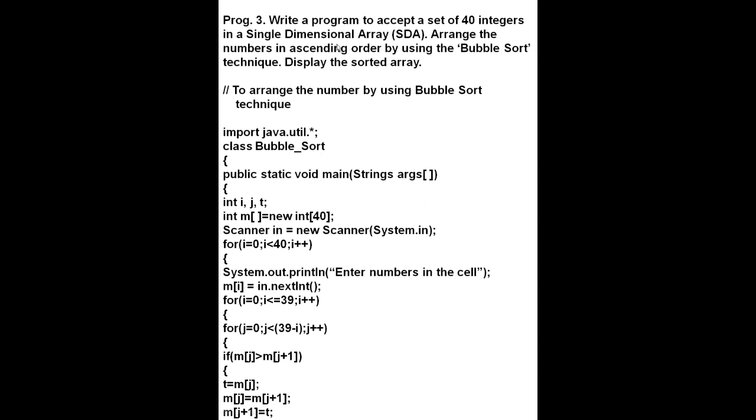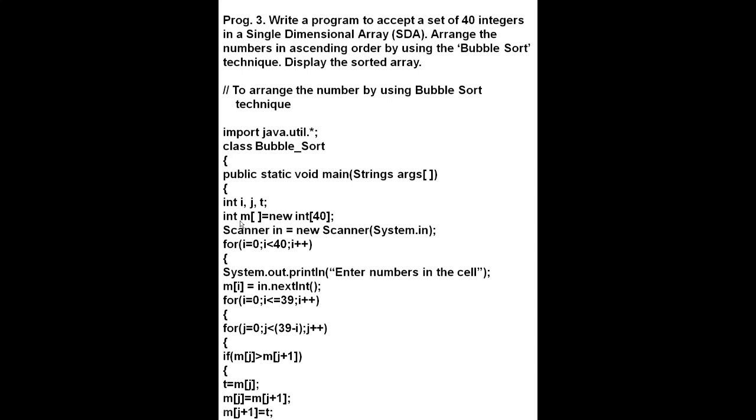Write a program. This program we have done earlier also. Write a program to accept a set of 40 integers in a single dimensional array. Arrange the numbers in ascending order by using the bubble sort technique. Lines 1, 2, 3, 4, 5, 6 are the same. Then we will write int t, int i for the for loop, j for the loop, and t for the condition.